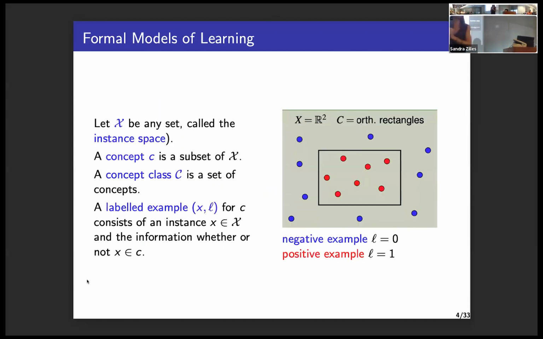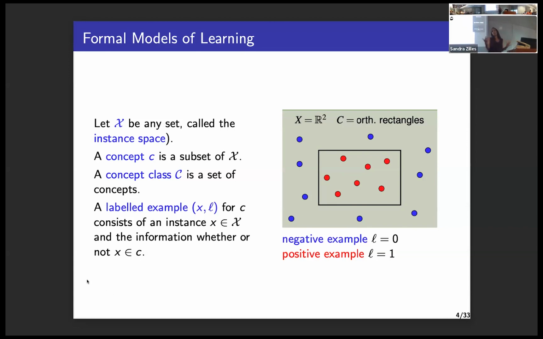The abstract learning theoretic setting requires a little bit of formal notation. What I will be assuming always is that we have some domain set X, which I'll call the instance space. It can be, for example, the R2 as here, but it could be any set. A concept is merely a subset of that instance space. In this example, I'm assuming concepts can be rectangles in the R2. A concept class is a set of concepts, for example the class of all axis-aligned rectangles in R2.